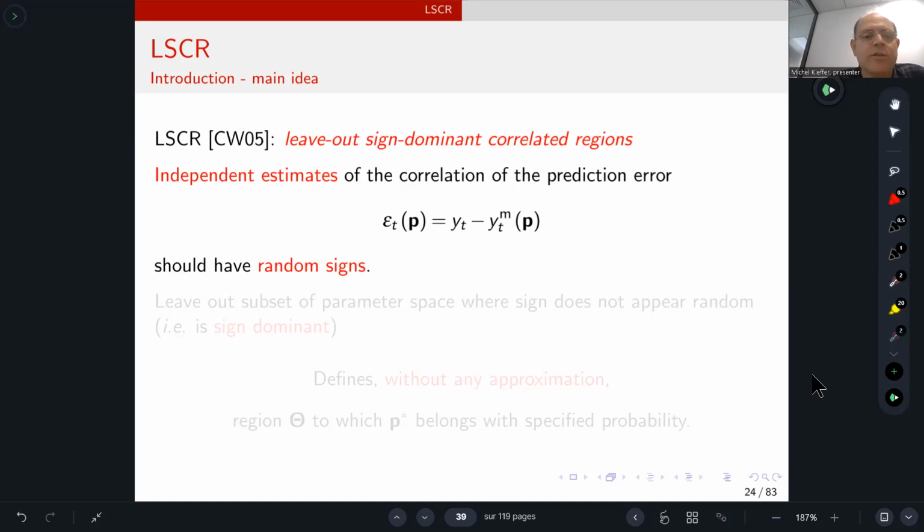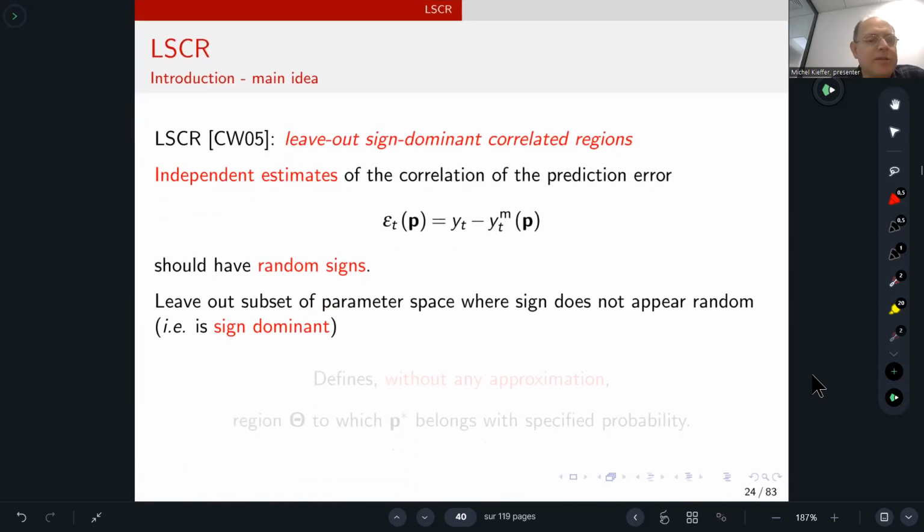Since they all have the same sign, the estimate of the correlation will also be positive. Maybe all the epsilon are negative. In that case, again, the correlation of the epsilon will be positive too. So the main idea is to characterize the set of all values of P such that the independent estimates of the correlation of the prediction error have random signs.